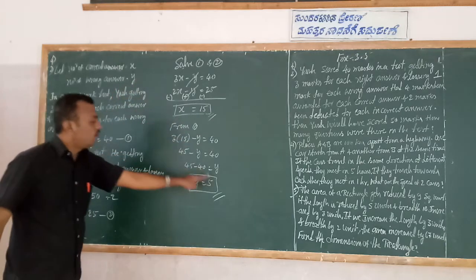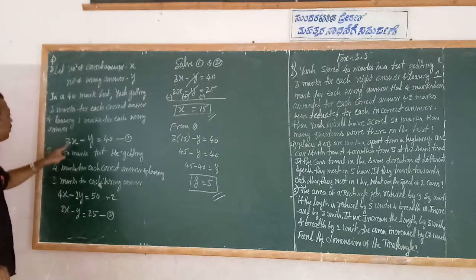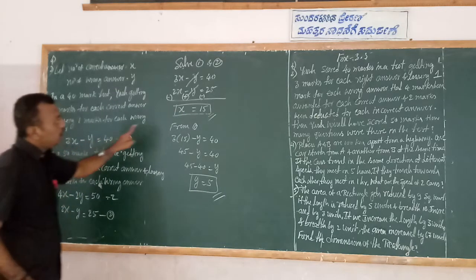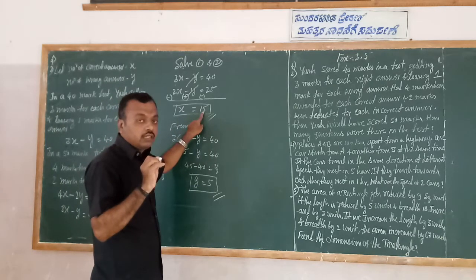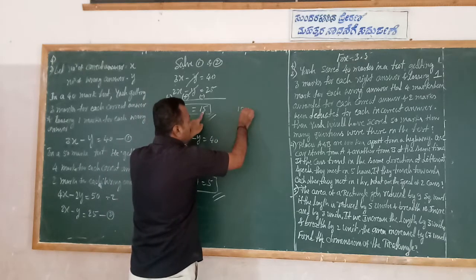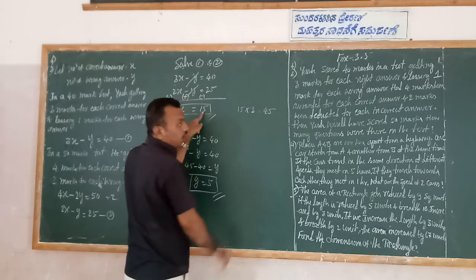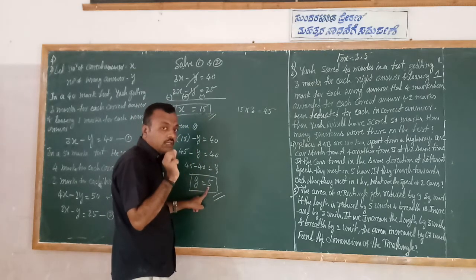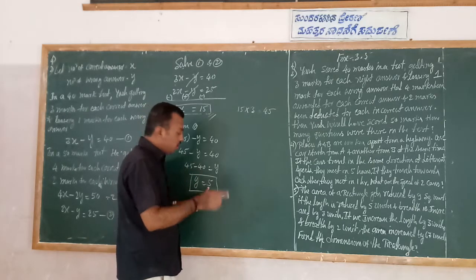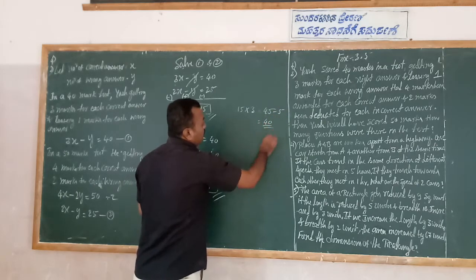Wrong answers means 5. See, for example, for each correct answer, how many marks in the first case? Each correct answer is 3 marks. He got 15 questions correct. So how much is he getting? 15 into 3, which is 45. And how many questions is he losing? 5 questions. For each, he loses 1 mark. So 1 into 5 is 5. 45 minus 5 becomes 40 marks in the first case.